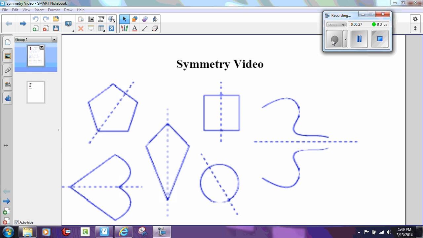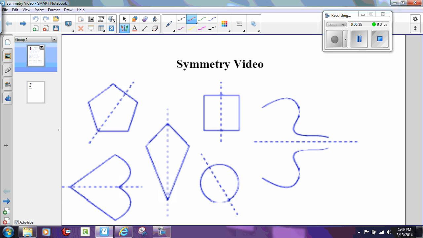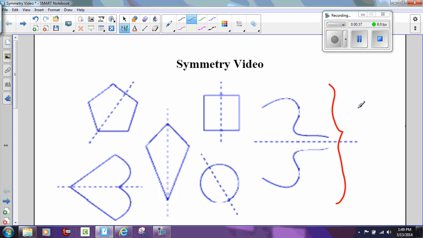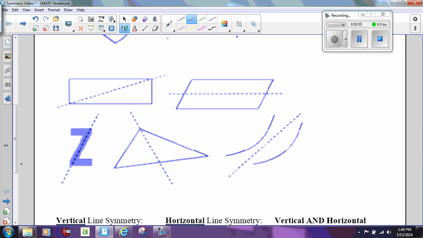The dashed lines on the figures below indicate lines of symmetry. These figures all have line symmetry. Now, on the next set of figures, although all of the lines divide the figures into two equal pieces or cut them in half, they don't create mirror images and therefore are not lines of symmetry.